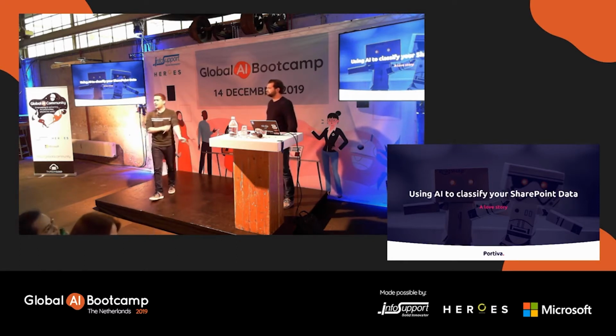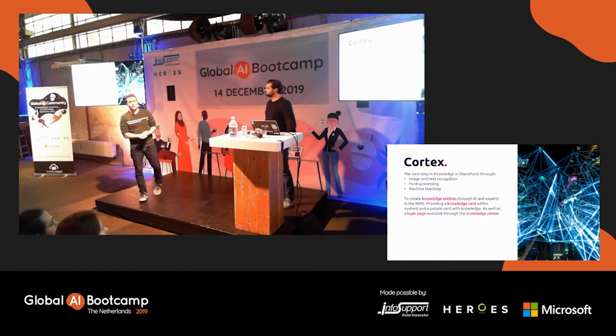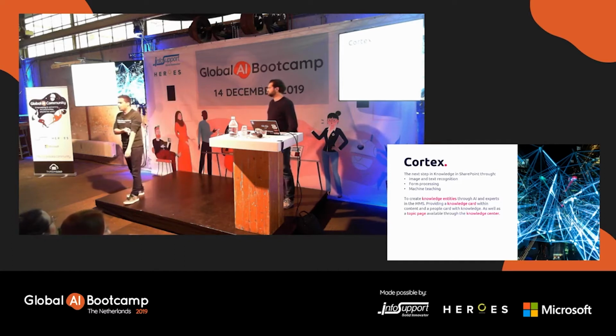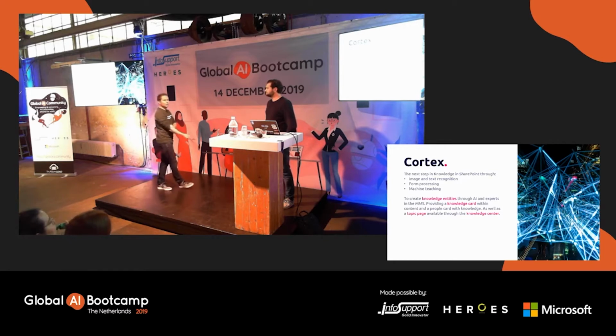So what was announced at Ignite was Project Cortex. And Project Cortex is basically the next step, according to Microsoft, when we talk about knowledge. Any data that you put into your SharePoint environment will be sifted through using AI, machine learning, form processing, and text recognition, and information will be extracted from that content. That sounds really powerful, because what that will bring you is something called knowledge entities. So if you upload a document, it will sift through that data and figure out what the document is all about. That sounds promising.